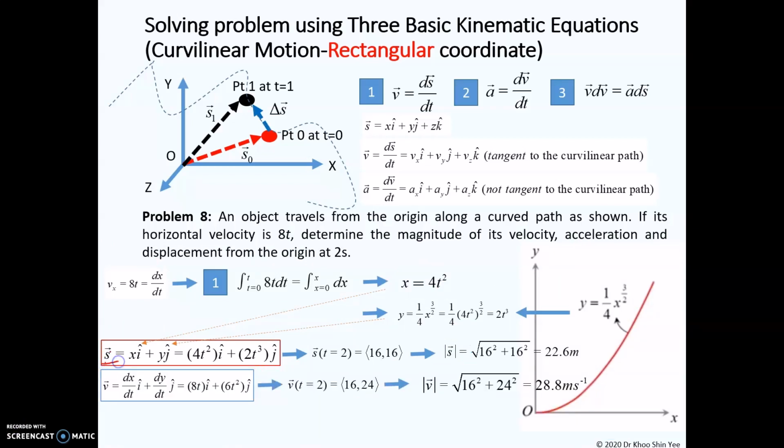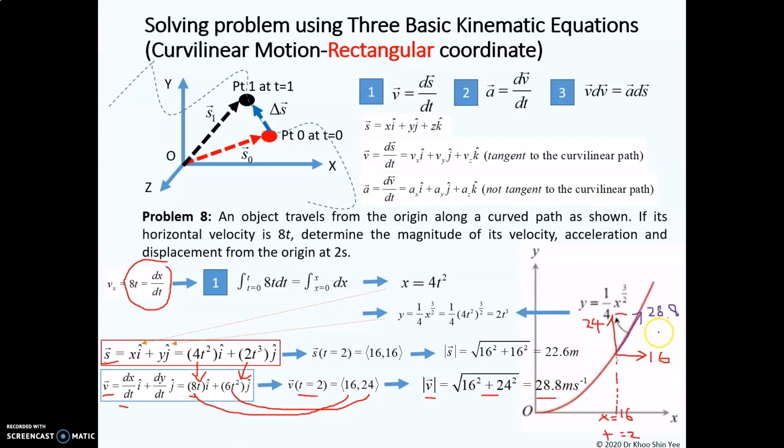Once you find the displacement vector, we can easily get the velocity vector. So the dx over dt is given here. If you differentiate the 4t squared, then you can get the same answer. Differentiate 2t to the power of 3, then you get 6t squared. Substitute t equal to 2 inside, then you get vx to be 16 and your vy to be 24. Then you can find the magnitude of the velocity by using this formula, and you get 28.8.